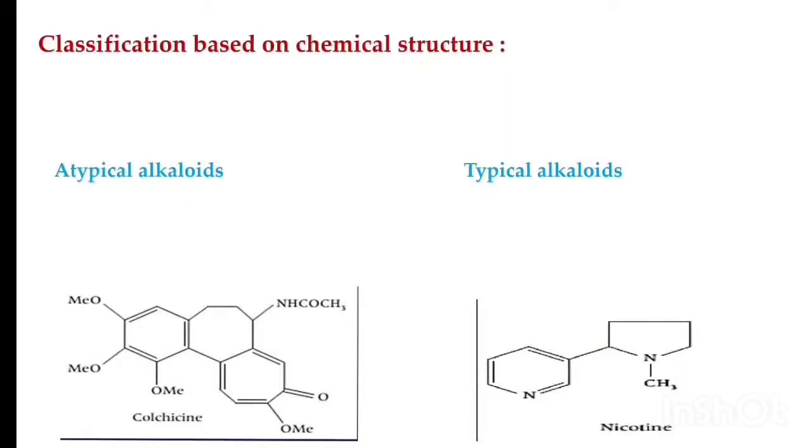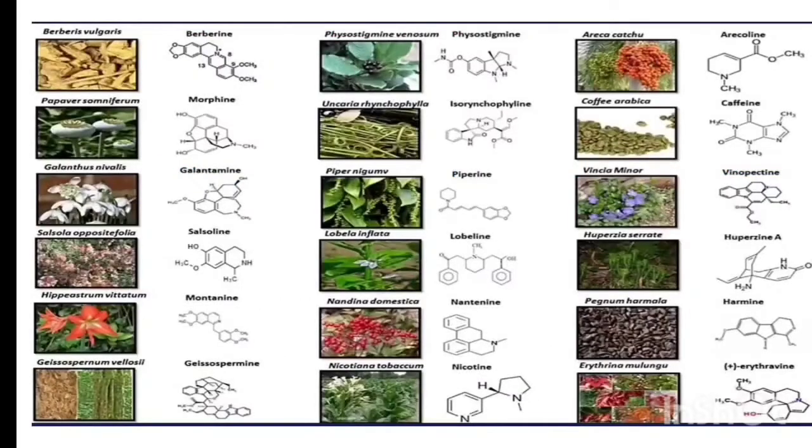Classification based on chemical structures. Chemically, they are classified into two classes: atypical alkaloids and typical alkaloids. The structure of atypical alkaloids is shown on the screen, as well as the structure of typical alkaloids. Pictures of plants or crops and their structures are shown on the screen.